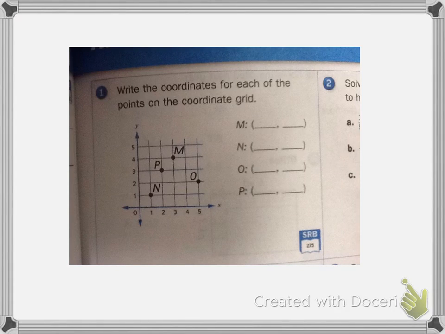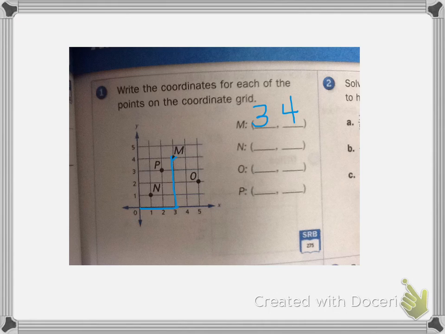Number 1 says write the coordinates for each of the points on the coordinate grid. So first we're going to look at M. So if we look, we go over 3, up 4. Therefore, our x is 3, our y is 4.